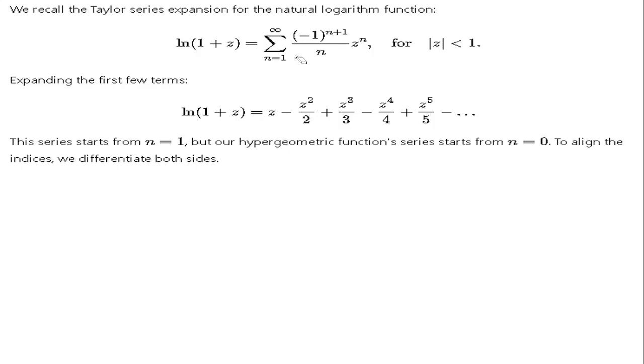Now the next one is when n is equal to 2. When n is equal to 2, what happens? This will be 2 plus 1, 3. Minus 1 to the power 3 is negative. That's why we have negative here.